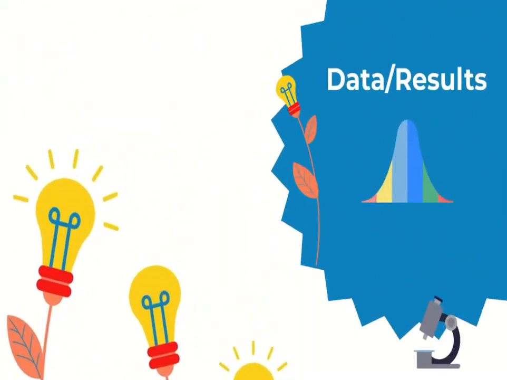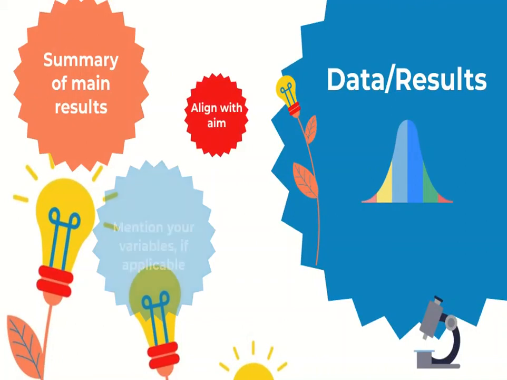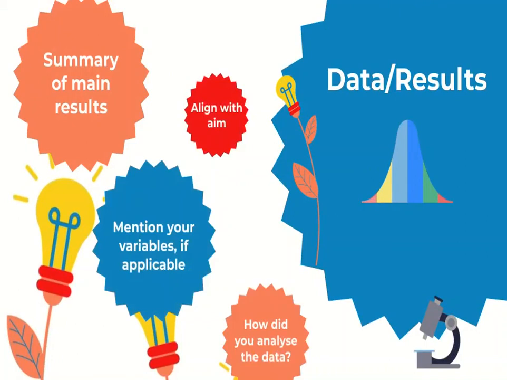Data or results of the research project. In this section, you should provide a brief summary of the main results that align with your aim and let it lead directly to the conclusions you have drawn. It is important to focus on the results or answers that you obtained. How did you analyze the data?